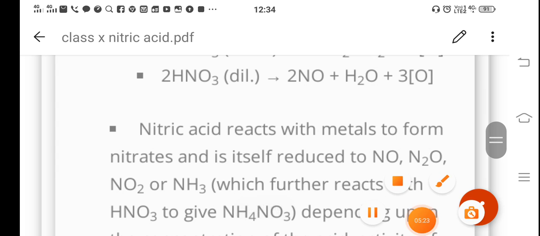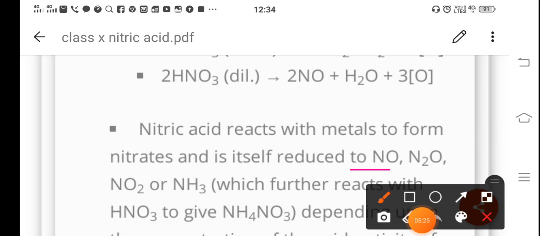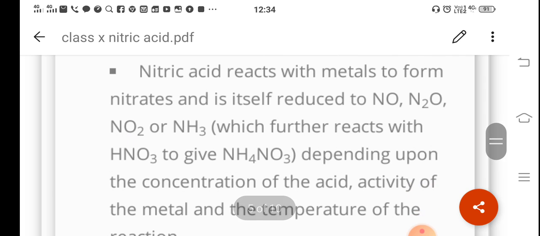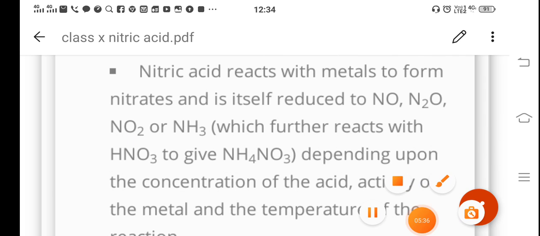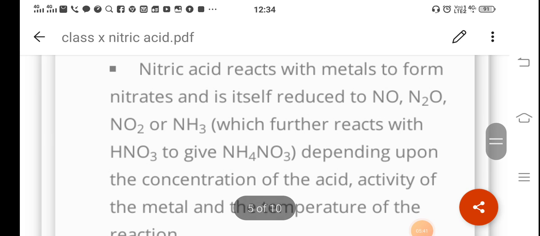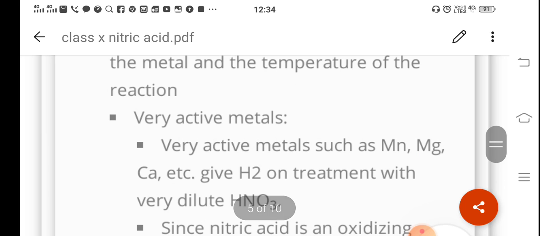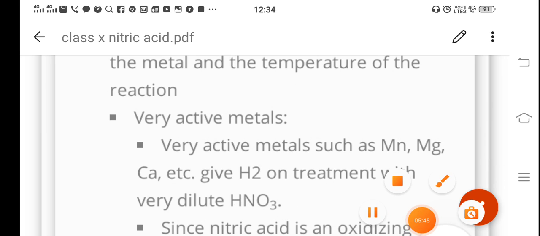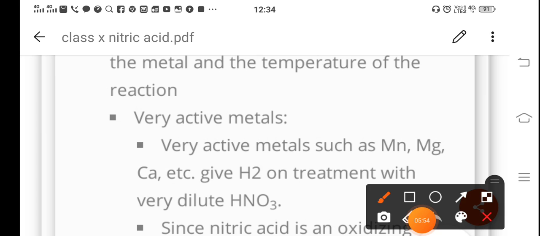Nitric acid reacts with metal to form oxides of nitrogen, NO, N2O and NO2, or ammonia, which further reacts with nitric acid to form ammonium nitrate, depending upon the concentration of the acid. Now let us discuss in which form it will give which oxide. In dilute form it generally forms NO, and in concentrated form it gives nitrogen dioxide. But all the metals do not give the same.